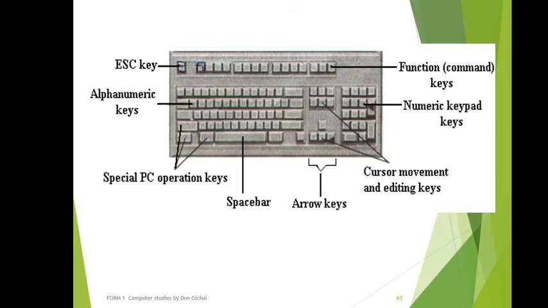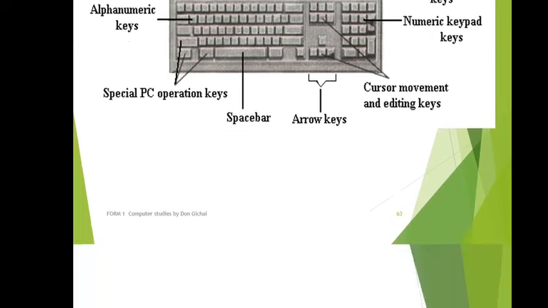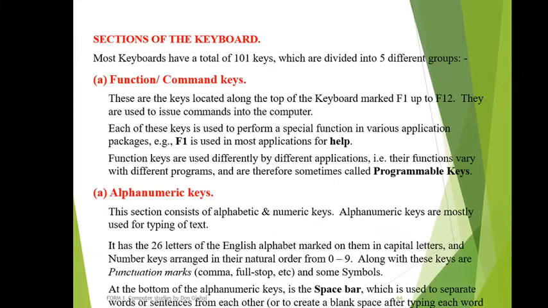Then we have the rightmost part, center part. We call it the numeric keypad. It is used for typing numbers or doing calculations. You can also use it for navigation when the numlock is off. Then we have the functional keys, F1 to F12, located at the uppermost part of the keyboard. Then from there, we can look at the sections of the keyboard now.